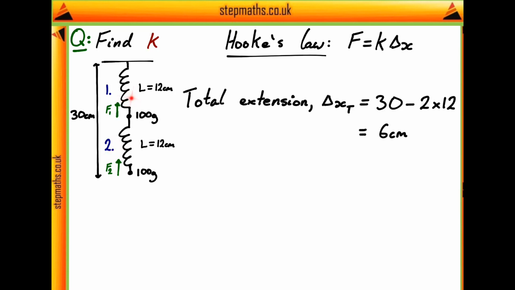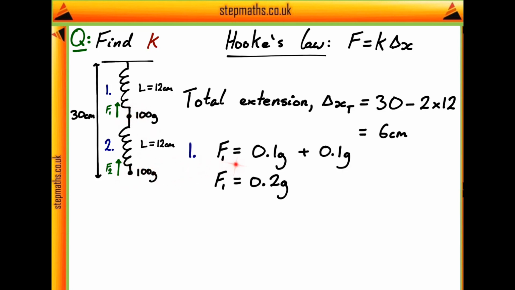Since our first spring is holding up this 100 gram mass plus the 100 gram mass here at the bottom, the total force it's holding up is going to be 0.1 G, where G here is representing the gravitational field strength rather than grams, giving us a total force of 0.2 G being held up by spring 1. When we look at spring 2, the force is going to be 0.1 G, since it's only holding up this single mass down here at the bottom of this spring.